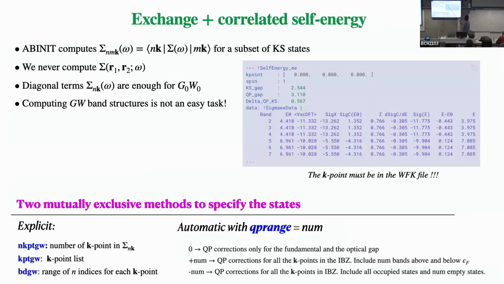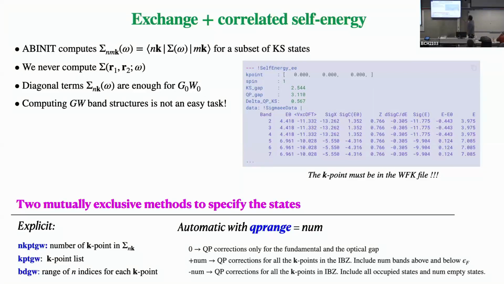Another important point that I would like to mention is that we never compute the self-energy in real space or as a function of G, G prime. We compute the matrix elements of the self-energy in the Kohn-Sham basis set. If we are interested in a one-shot calculation, we can solve the linearized quasi-particle equation. We don't need all the off-diagonal terms. We can just focus on the diagonal parts and only on the states around the gap.